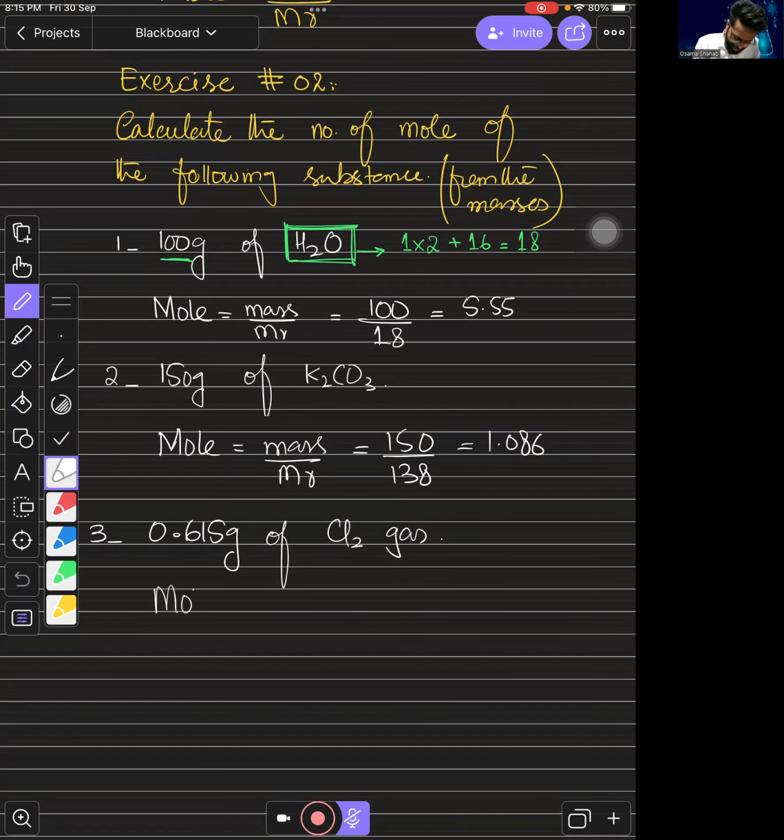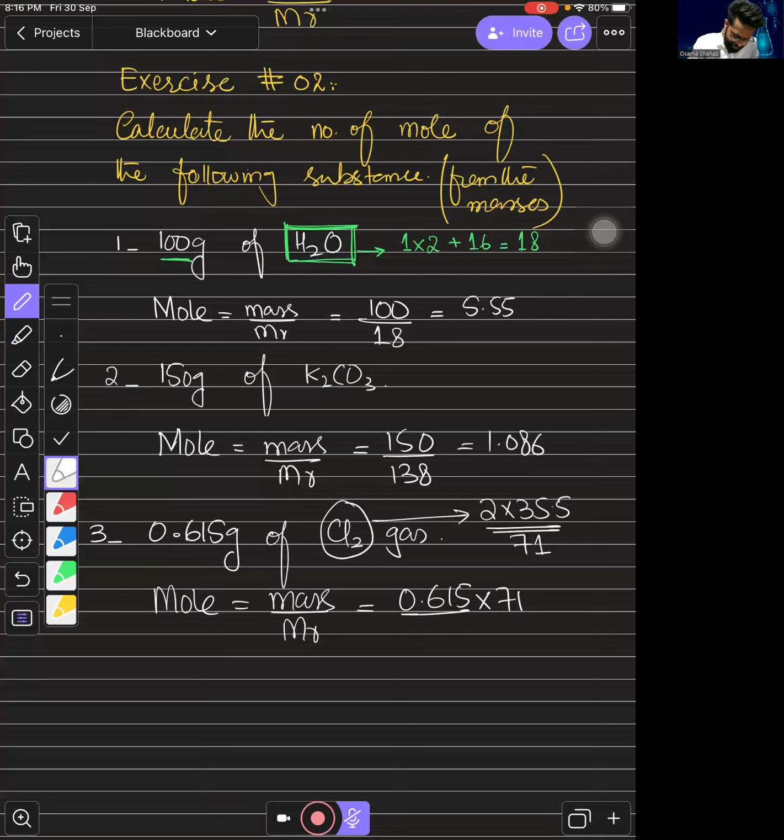Moles can be found out by mass over MR, right? So mass is given to you, which is 0.615. And what is the MR? Vania, just look over here. What is the MR over here? It is chlorine, right? We have 2 chlorines over here and each of them has 35.5. So this is 71. You need to multiply 0.615 with 71. So what will be the right answer?